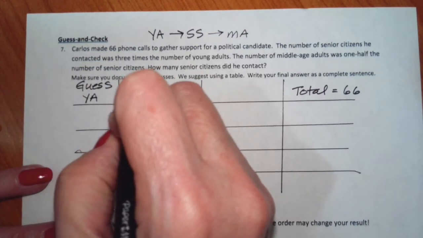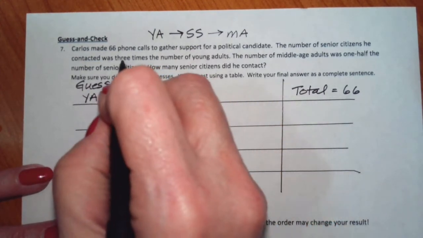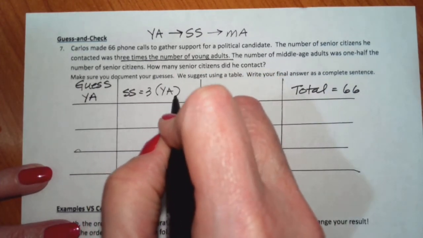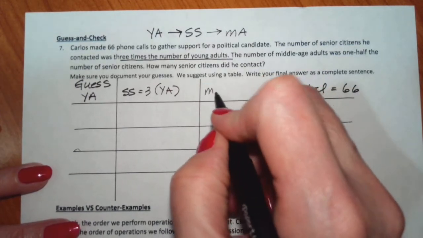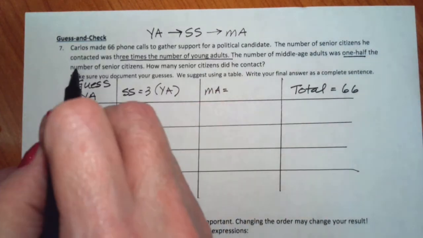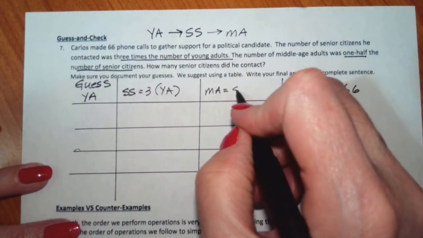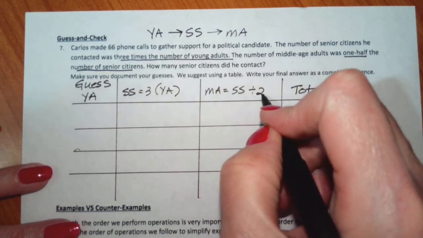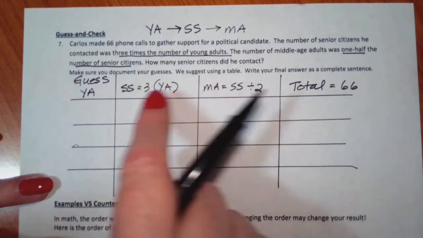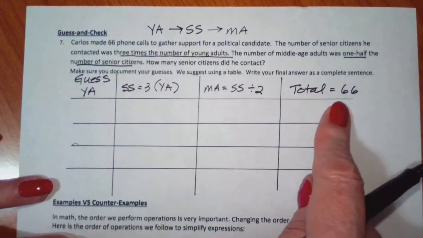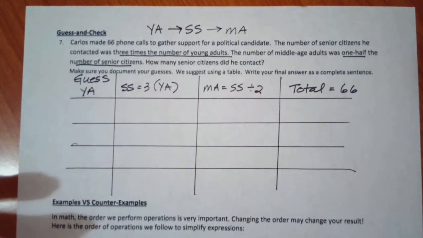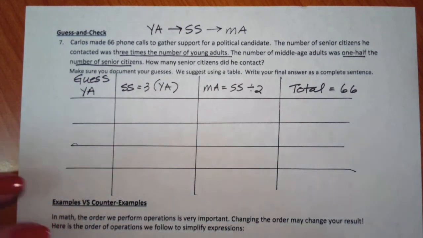From there, I can find the senior citizens, which is 3 times the young adults. And then I can go to middle age, which is 1/2 the number of senior citizens. So this is going to be the senior citizens divided by 2. So senior citizens is based on young adults, and middle age is based on senior citizens. The total is 66. So, I don't know, just because, I'm going to start with 20.